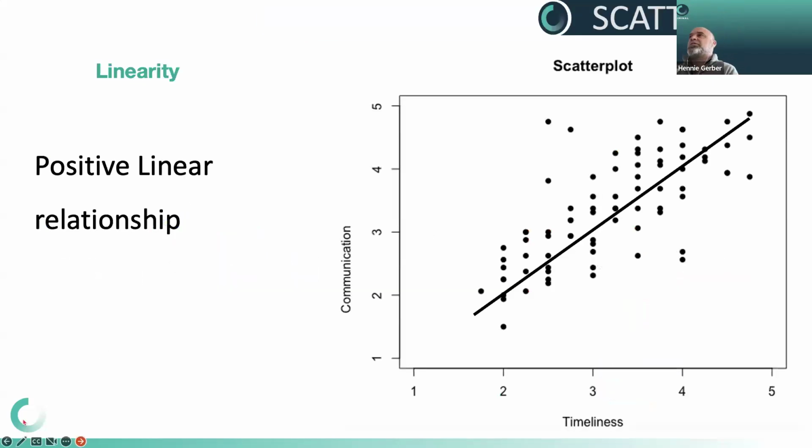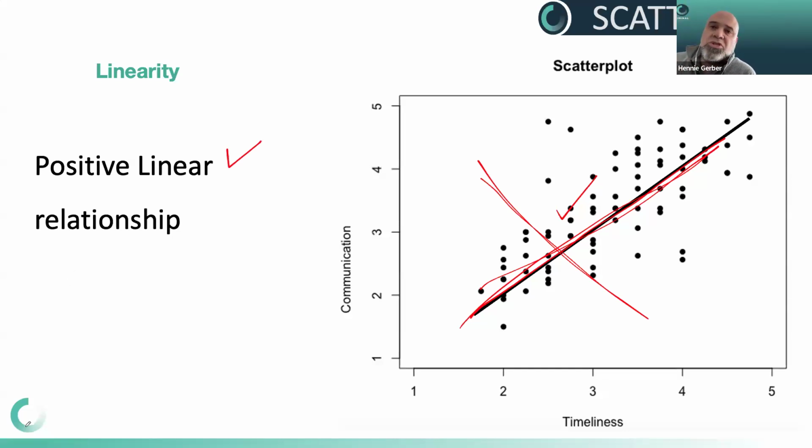Okay, then looking at the scatter plot, we already looked at it. I just draw a line here to show the linearity. It's linear, not non-linear. So there's a linear relationship and it's positive. It goes in this direction. Negative would be this direction. So linearity is in place.